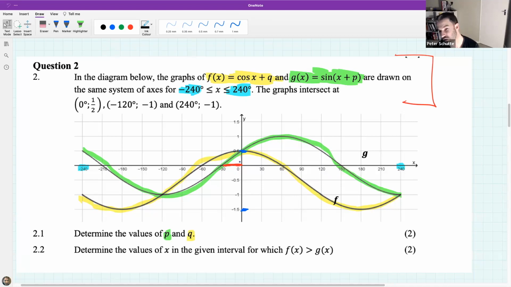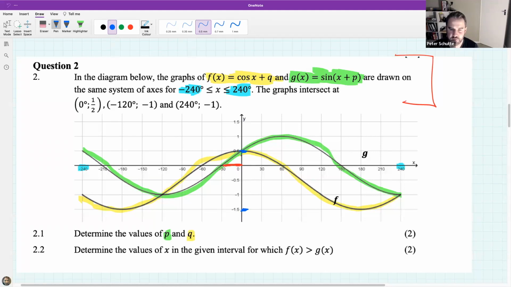Well, there's actually two answers for P that could work, now that I look at it. Oh, actually, no, I lie. P is a sine graph. The green one is a sine graph. So if I went the other direction, no, it wouldn't work. Yeah, it has to be.